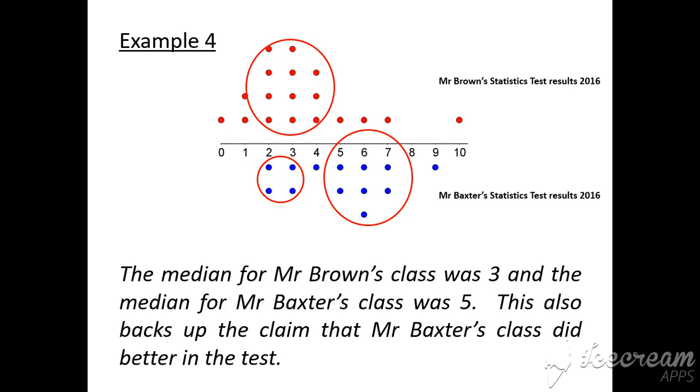I'm going to work out the median for each class. Remember, the median is the middle number, so I'd have to write all those numbers out in order and then find the middle number for each class. And I'm going to make this final statement. The median for Mr. Brown's class was 3, and the median for Mr. Baxter's class was 5. This also backs up the claim we've just made that Mr. Baxter's class did better in the test.